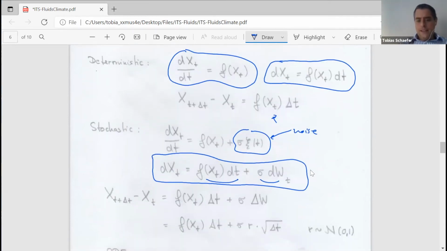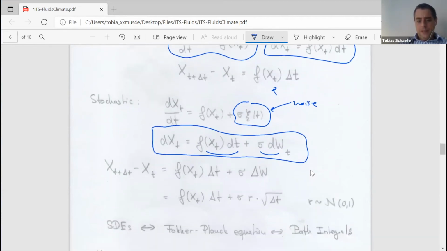If you write this as a numerical scheme, this is what you end up with. For the deterministic part, you just follow the tangent line and scale this with delta t. And for the stochastic part, you draw a random number and then scale it with square root of delta t. And if you recall the definition of Brownian motion, then this R should be +1 or -1 with probability 1/2.